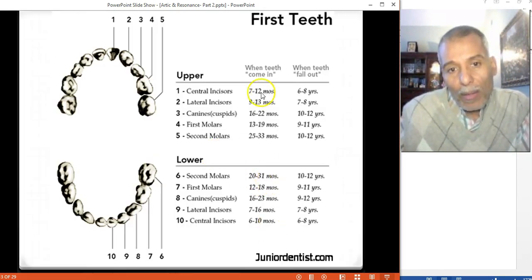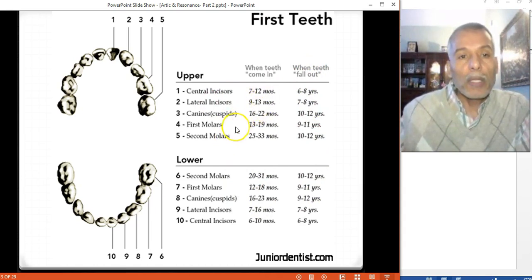And here are the dates, the times when these teeth erupt and when they fall out. So be familiar with them. Also be able to label these on a map, for example when I show you this and say, name this and name that.